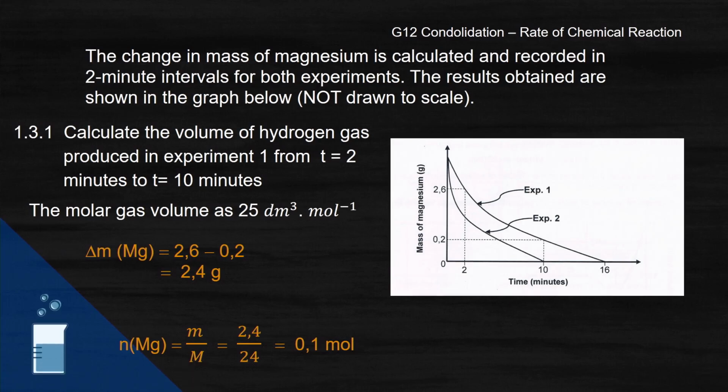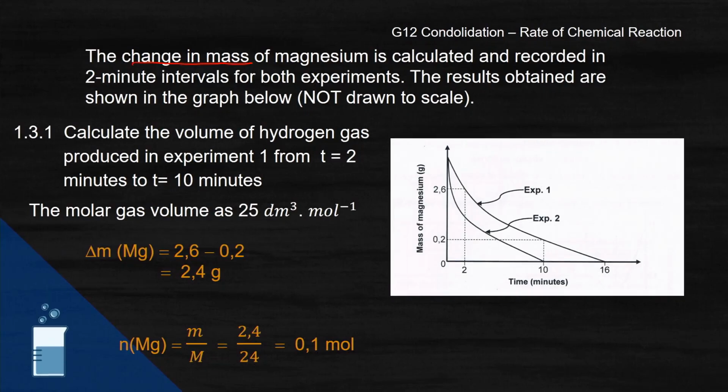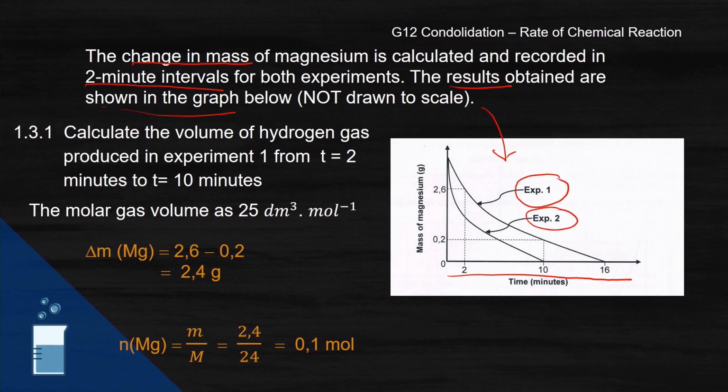Following on from these questions, we have a question that is going to require a calculation. The change in mass of magnesium is calculated and recorded in 2-minute intervals. So that affects this graph on the x-axis, the time axis. And this happens for both experiments. The results obtained are shown in this graph, and there we go, there's the graph. You can see experiment 1 and experiment 2.